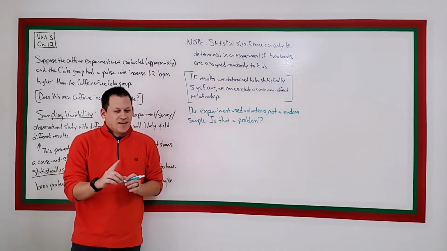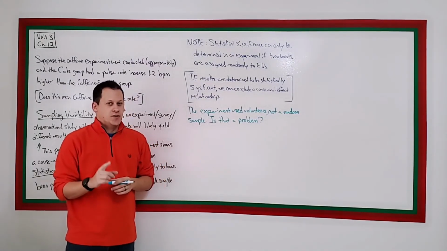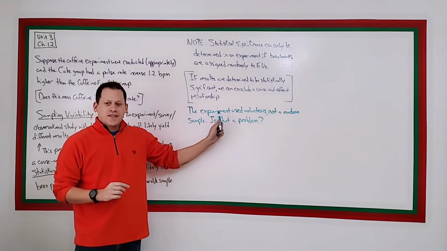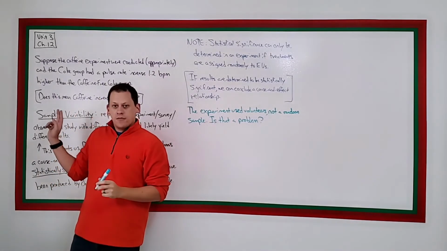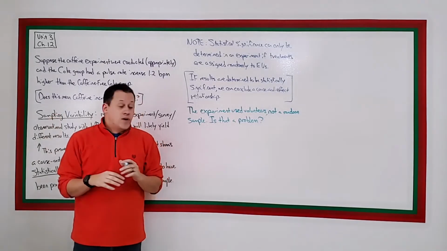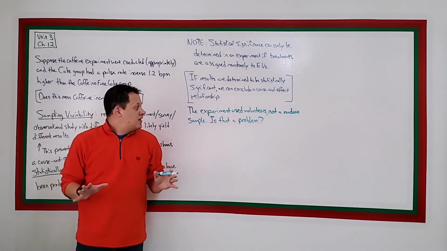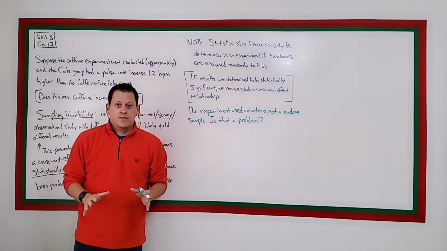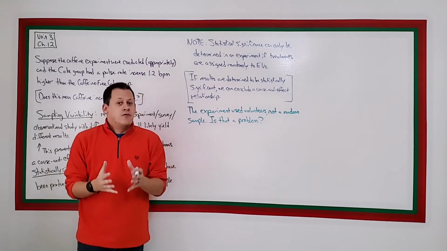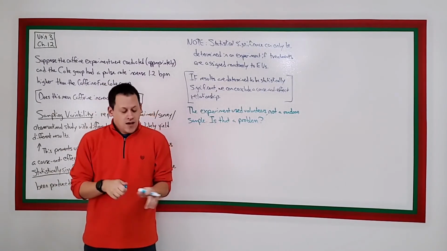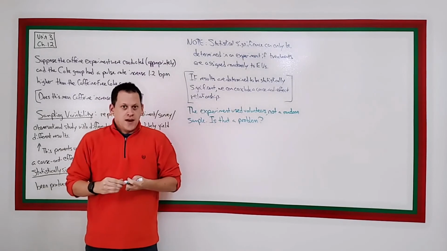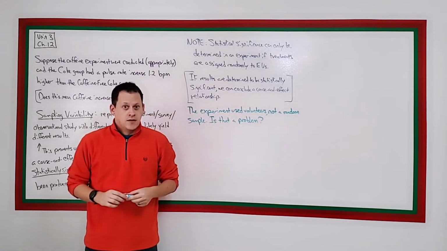So maybe something about this experiment has been bothering you this whole time. This experiment used volunteers from the very beginning. We didn't take a random sample. Is that a problem? You may remember, potentially, that you're not going to be able to take a random sample for every experiment.